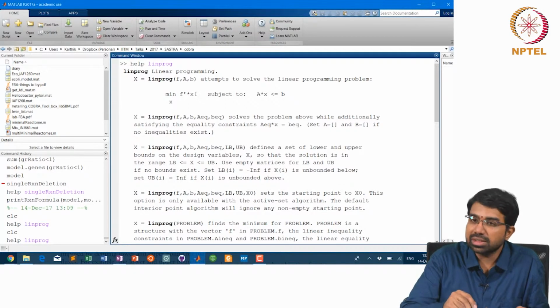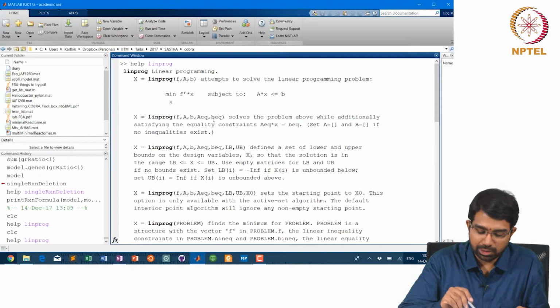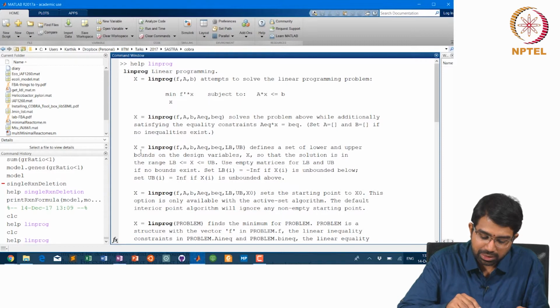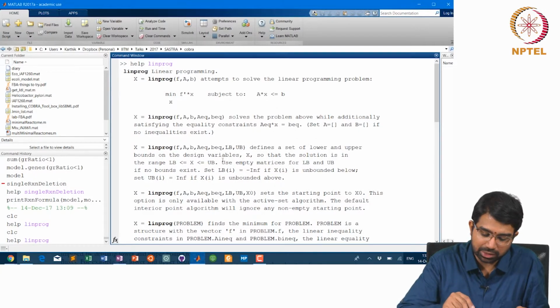So, you can call it in several ways. The first one is linprog(f,A,b). We do not have this kind of inequality constraint, so let us ignore that. Then we have linprog(f,A,b,Aeq,beq), that sounds better. Even better for us is x = linprog(f,A,b,Aeq,beq,lb,ub). This defines a set of lower and upper bounds on the design variables x, so that the solution is in the range lb less than or equal to x less than or equal to ub.